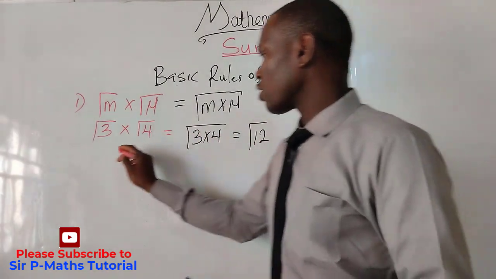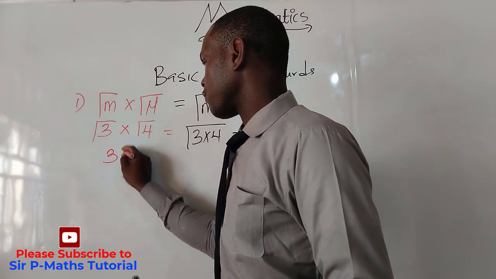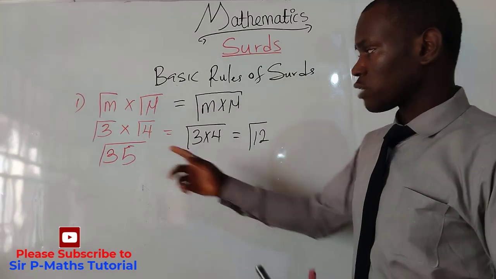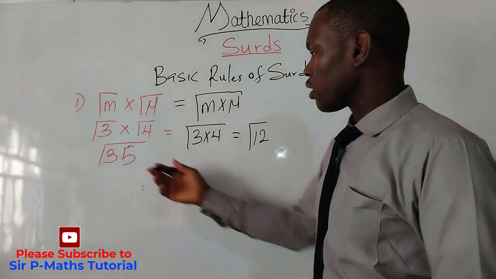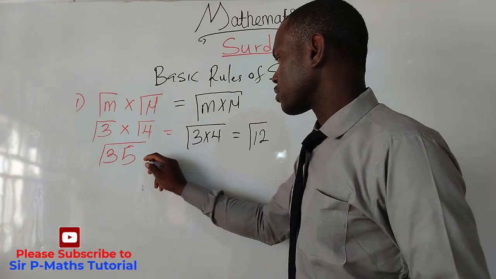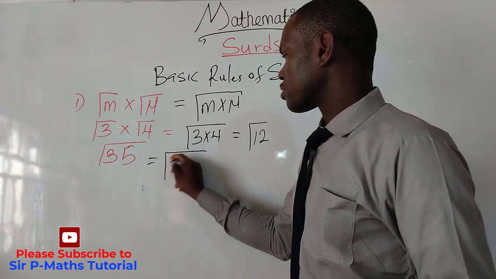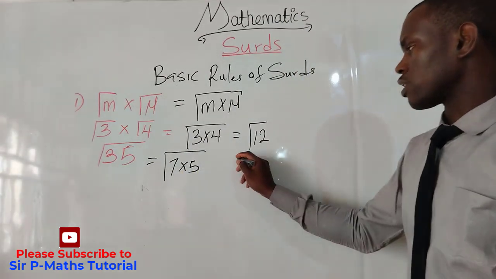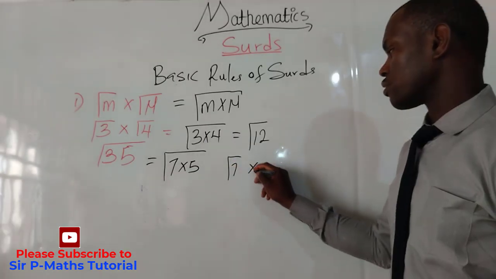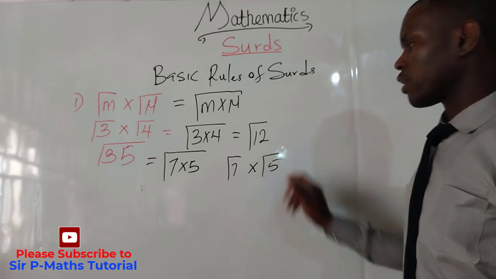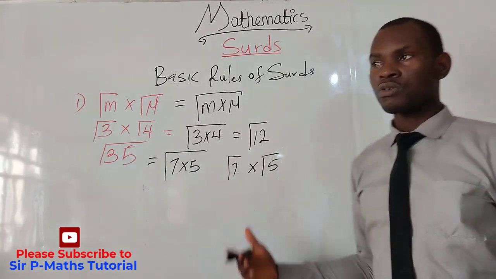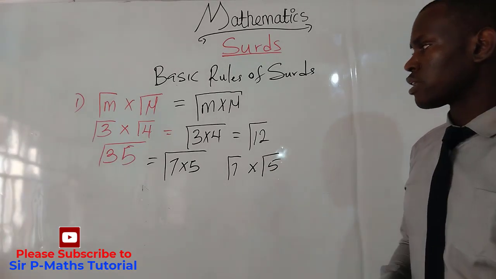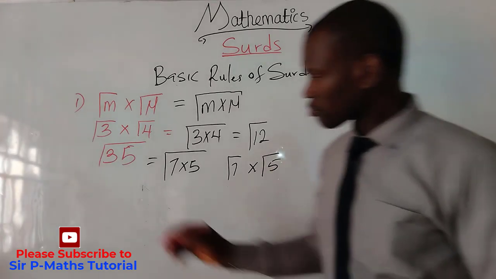Then sometimes you are given a compound number, let's say the square root of 35, and we are asked to simplify it. You can also expand. You expand into 2 different numbers, so this will become 7 times 5, which you can now separate as square root of 7 times square root of 5. We have reduced it to simplest form.